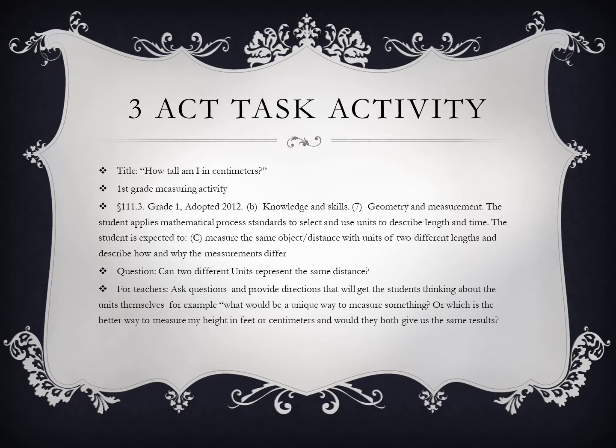And when you do this lesson, be sure to ask questions like, what would be a unique way to measure me? Instead of in feet, what if we measure me in centimeters, or in pipe cleaners, or in markers? And just because one number is bigger, does that mean that distance is greater? We're trying to show them that the distance, though represented in different numbers, is exactly the same. So I'm going to get started and show you how to conduct this activity.